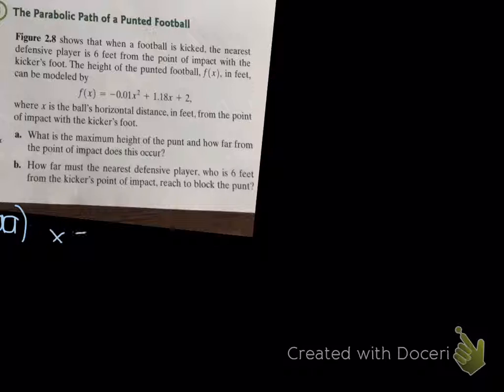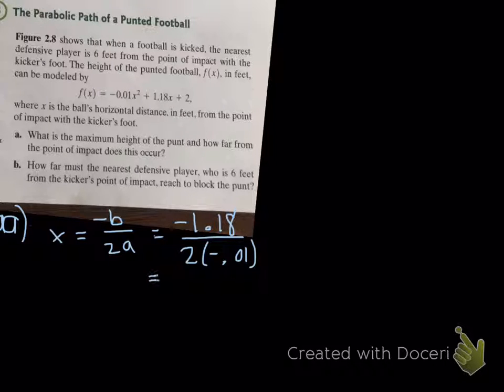and this is something we did in class yesterday. So we know we do negative b over 2a. So I'll have negative 1.18 divided by 2 times negative 0.01. And when you do this calculation, we get 59 feet. So this is the distance it traveled down the field.